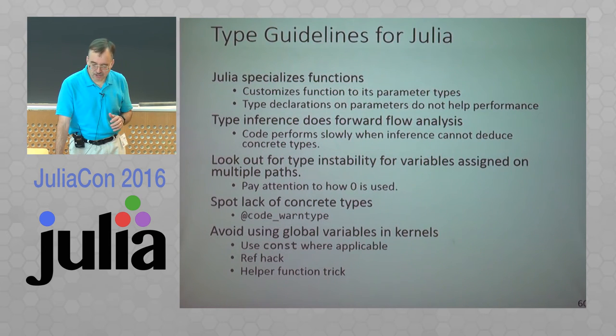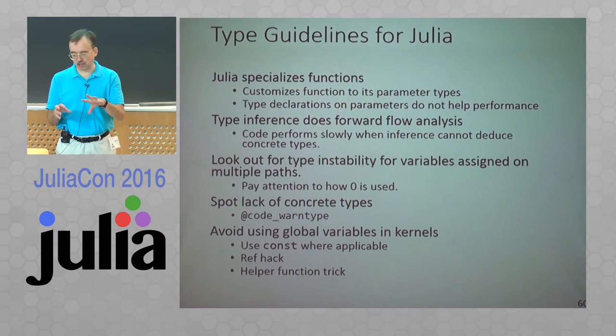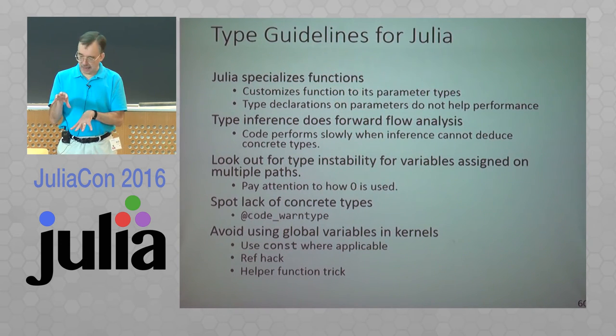Now type inference. Julia does forward flow analysis, and if it can't deduce a concrete type for something, it can be in trouble, because if you call a function on a non-concrete type and it can't deduce the result type, then it kind of chains onwards, and the unknownness of the type propagates forwards through other calls. So particularly look out for a variable that's assigned on multiple paths; make sure the same type is assigned on all those paths.